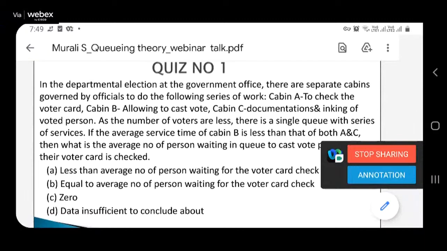If you have any doubt in what is a queuing system, different components of a queuing system, and queue length, everything you can ask for some time. So the explanation for today's session is over.